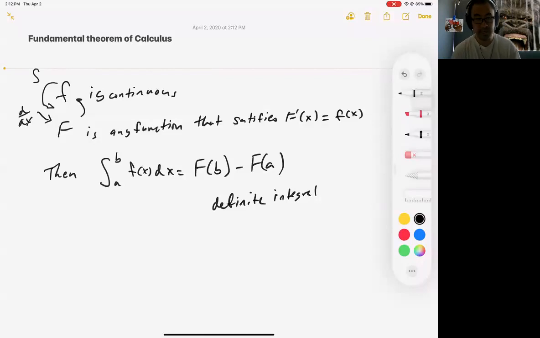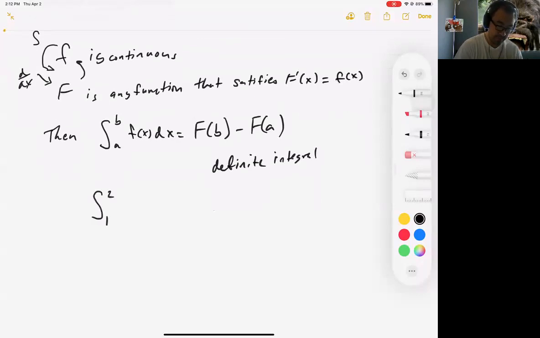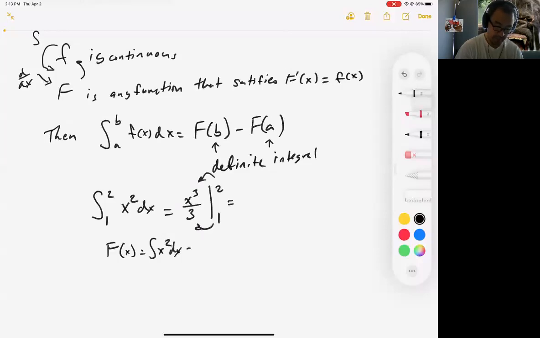So we've seen this before, and the idea is that if I take the integral of something, say from 1 to 2 of x squared dx, the capital F is the antiderivative of x squared, which gives us x cubed over 3. And we're going to plug in our b and our a. So we plug in b, which is 2 cubed over 3 minus 1 cubed over 3.